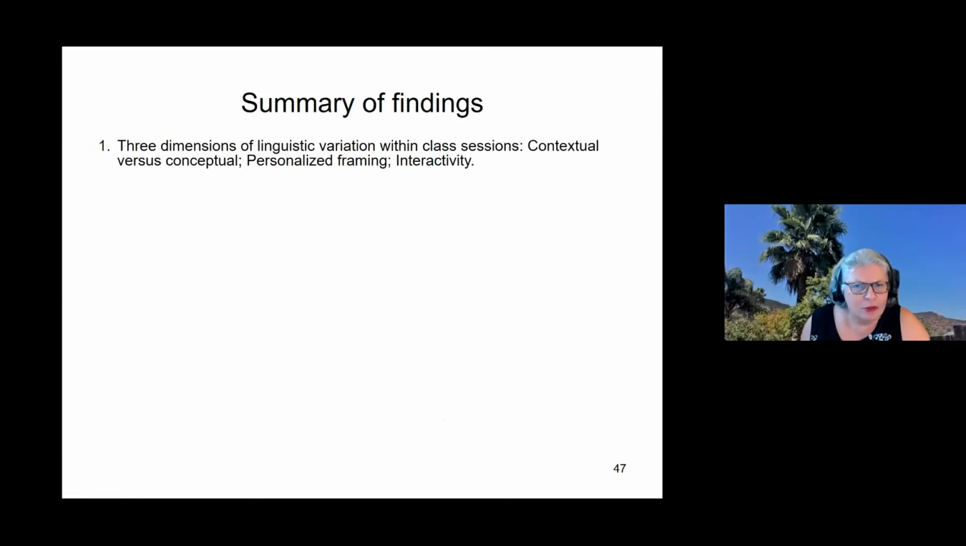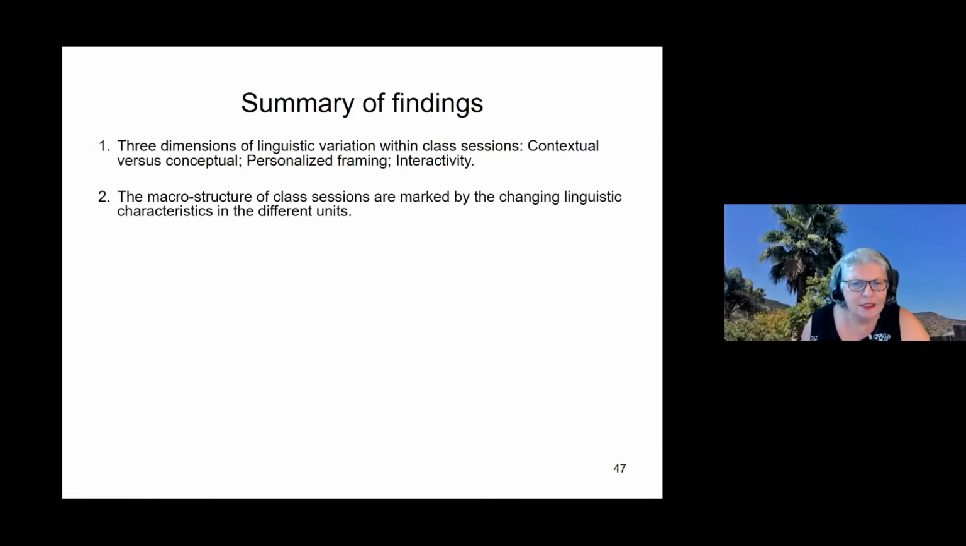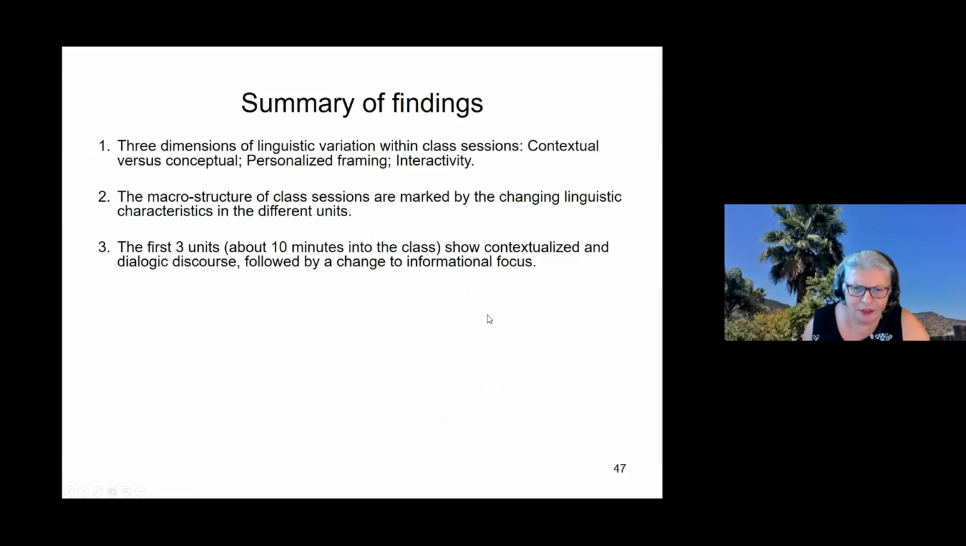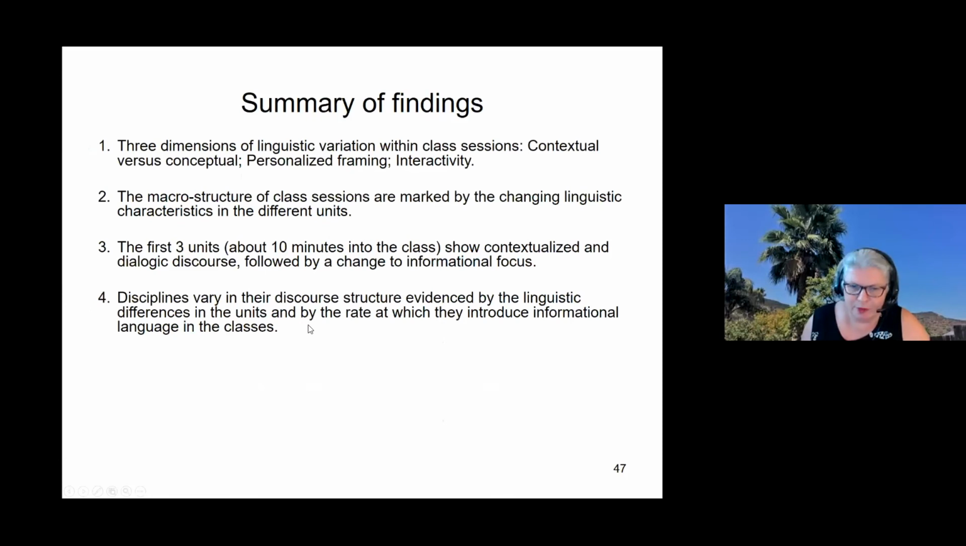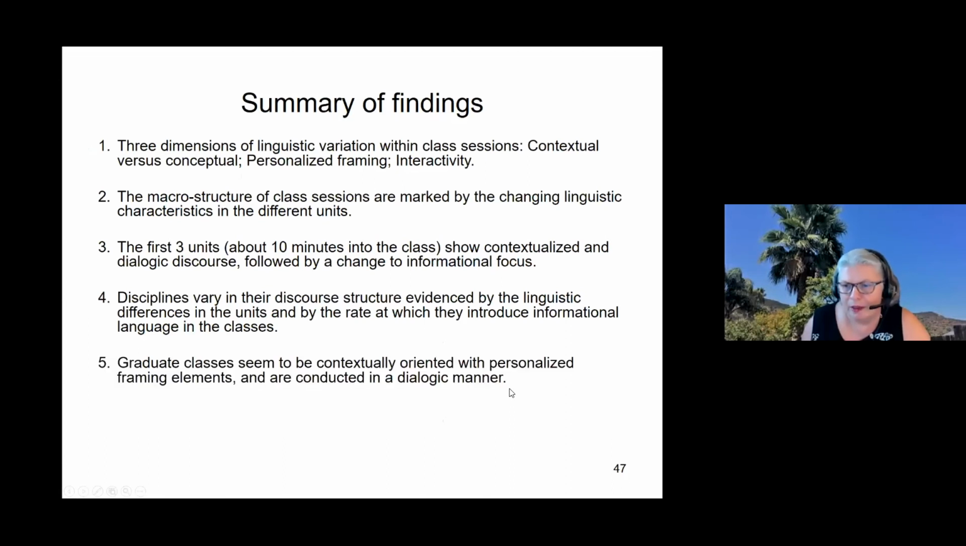So, summary, I think we have been okay. 3 dimensions in the class sessions. The macro structure can be shown by the changing linguistic characteristics. The first 3 units are different from the following units in terms of their linguistic features and profile. The disciplines vary in their discourse structure, very much so actually in the American classrooms.